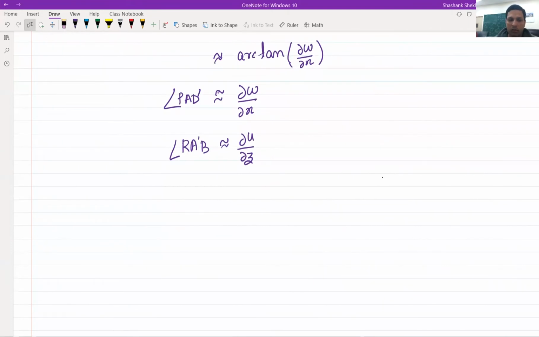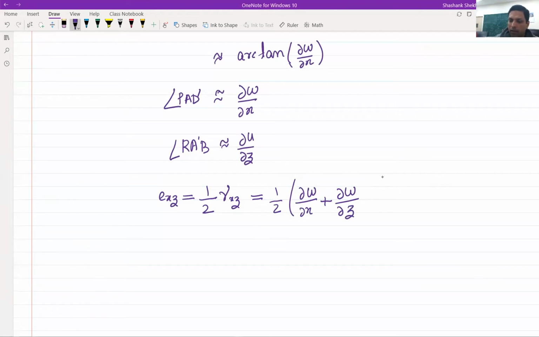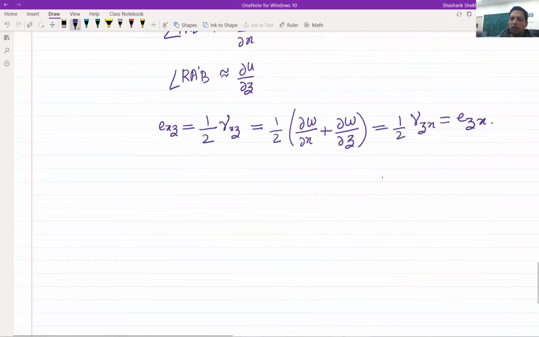Now, coming to the shear strain, we know the relation that EXZ is equal to 1 by 2 gamma. We don't know yet in the sense of this particular course, we'll come back to this a little later. So EXZ, which is that tensor quantity, is equal to this shear strain gamma xz is equal to 1 by 2 del w by del x plus del u by del z. And this is also equal to 1 by 2 gamma zx is equal to e zx. So these we have seen is nothing but the theta that exists between the two axes of deformation. So this is the definition for the normal strains as well as the shear strains.